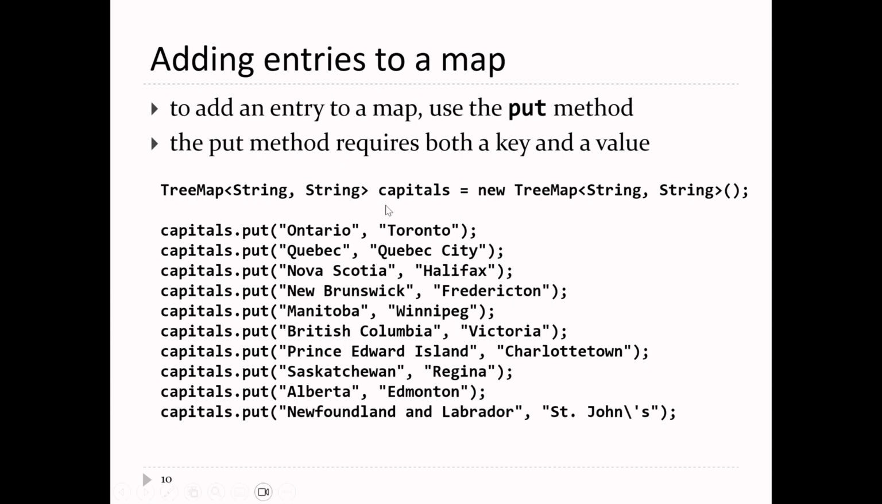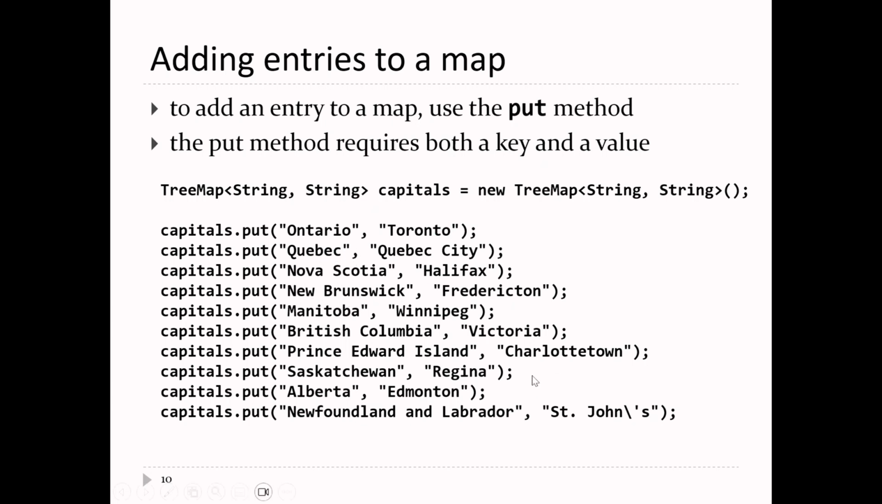Right? So if I want to make a map where the province names map to the capital city names, you just make a map that maps a string to a string. So notice here your generic types. You have one type for the key, and you're allowed to have a second and different type for the value. So these don't have to be the same. We're going to map strings to strings, and we're just going to put the provinces in with their capital cities. So Ontario has the capital city Toronto, and so on and so forth.